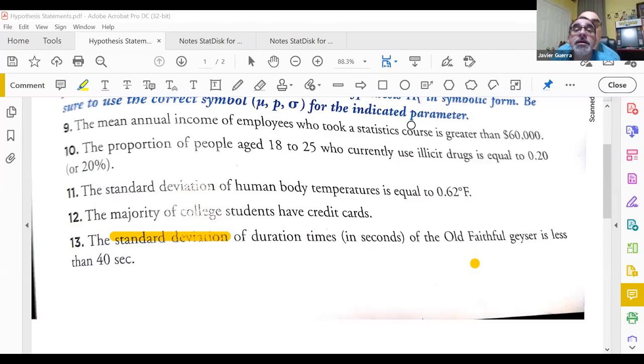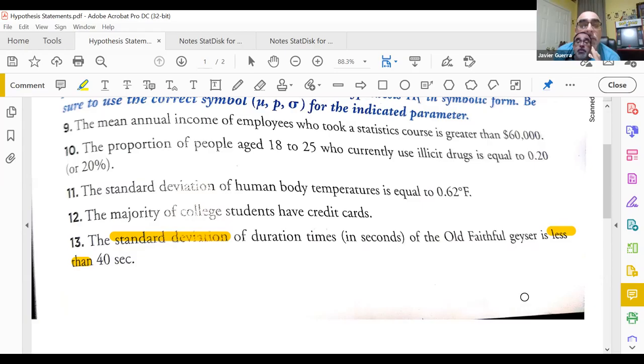Standard deviation. So my statements are going to have the sigma, right? Sigma because it's standard deviation. All right. Ladies, tell me what is the specific inequality symbol that's stated in number 13? It says it explicitly, right? It says right there, less than. It doesn't say less than or equal to. It just says less than.